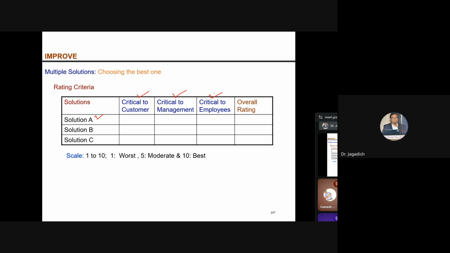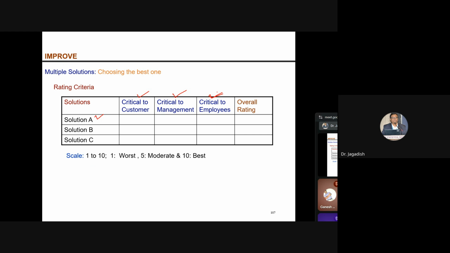That means the customer is not liking that, and management is also not liking, because to implement the solution you require more cost and more resources. Then management says no, don't implement that solution, because ultimately management has to give extra amount to you. These are extra activities you are doing in addition to the regular activities in industry. So it should not hamper the employees also, and it should not be critical to the employee.